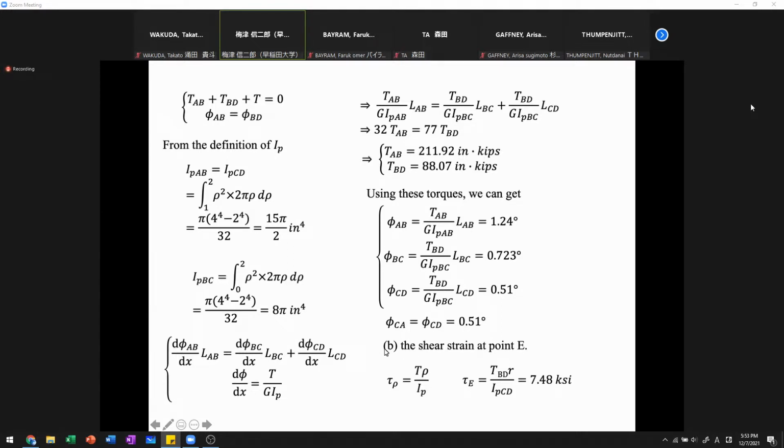And for the problem of B, we should estimate the shear strain at point E, and τ equals Tρ/IP, so τE equals TBD. For this case, T is TBD, ρ should be the γ, and IP should be IPCD, and then τE equals 7.48 ksi.